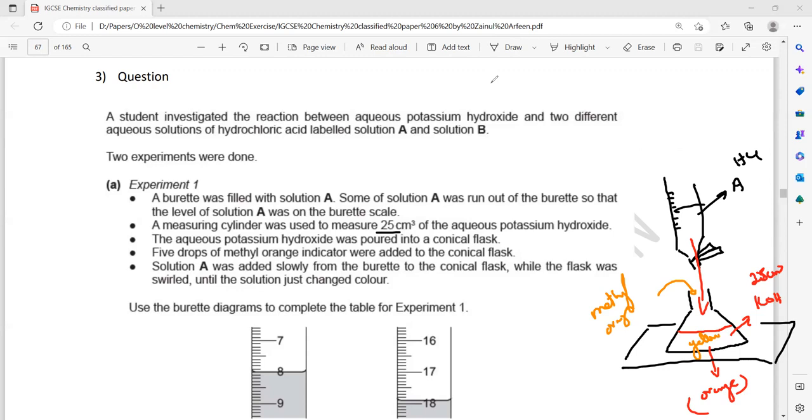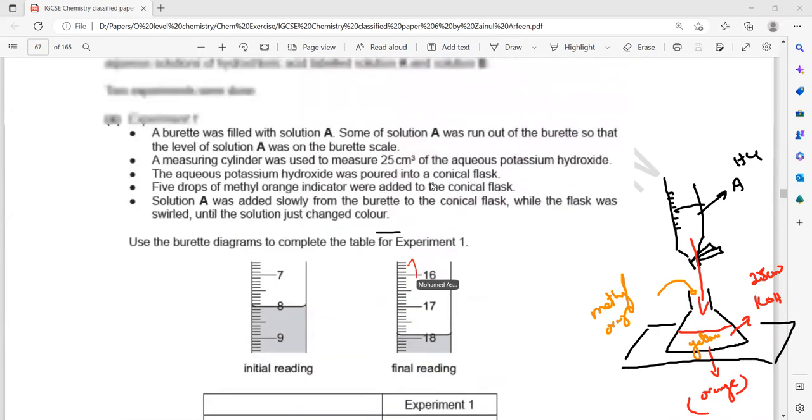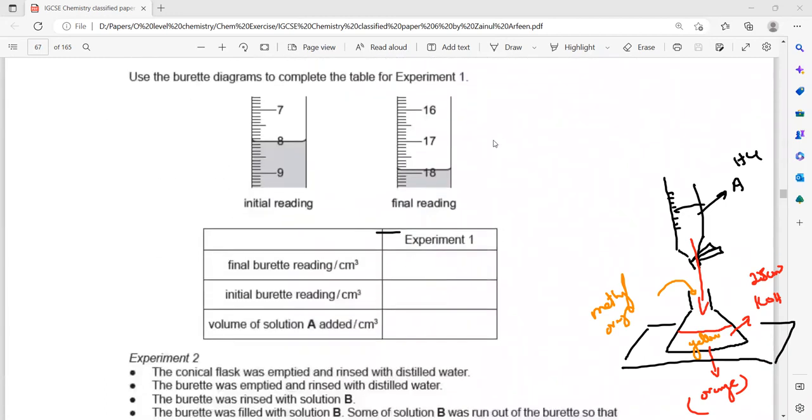These are certain things which are related to the titration. Now, in the first experiment, use the burette reading. Initially the burette was filled with solution A. What are the initial and final burette readings? Use the screen annotation, you can fill in the initial and final.